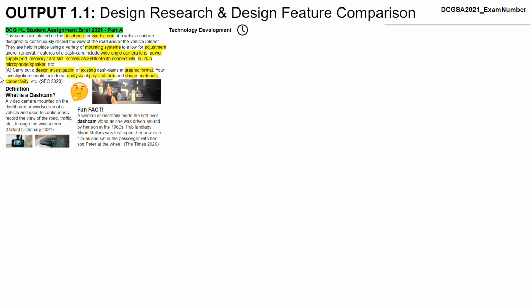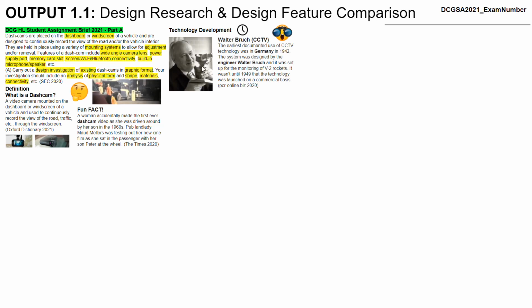Now, having stated what it is and a fun fact about it, to whet the appetite, I then look at technology development. I have a little time symbol here now, and we're going to have a look. I started off here with a guy called Walter Brooke. In 1942 he actually designed CCTV systems. They were initially developed to monitor V2 rockets, but then in 1949 it was launched on a commercial basis for general surveillance.